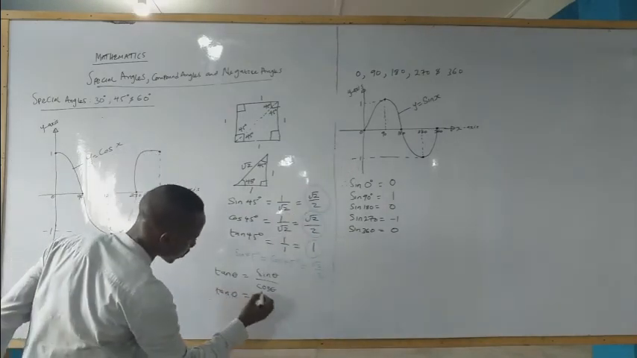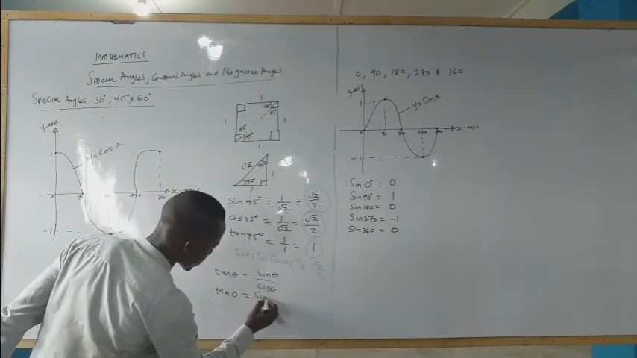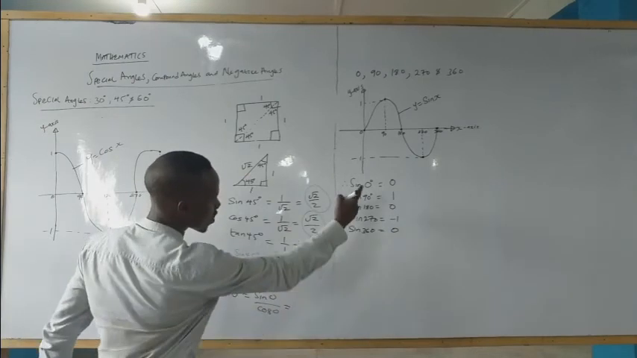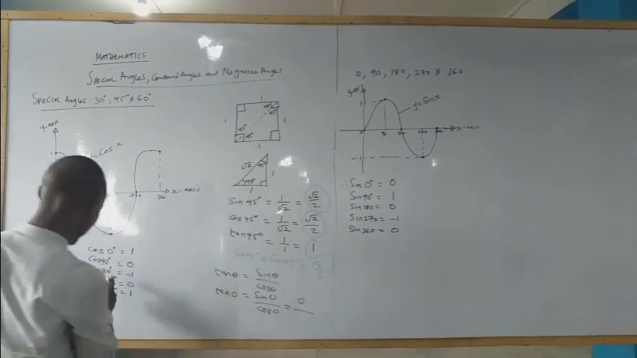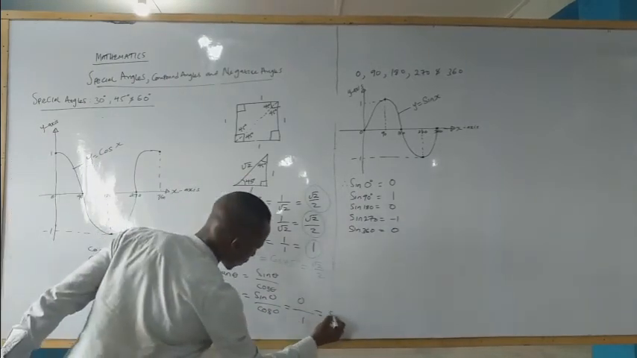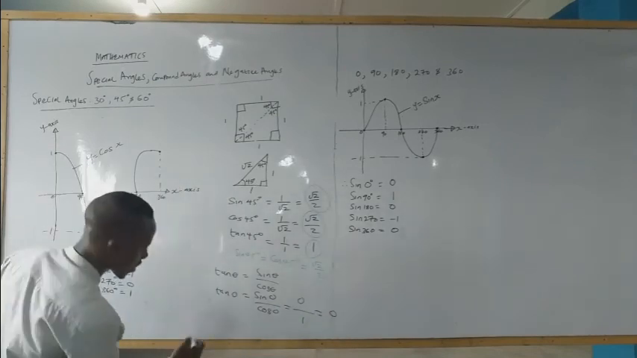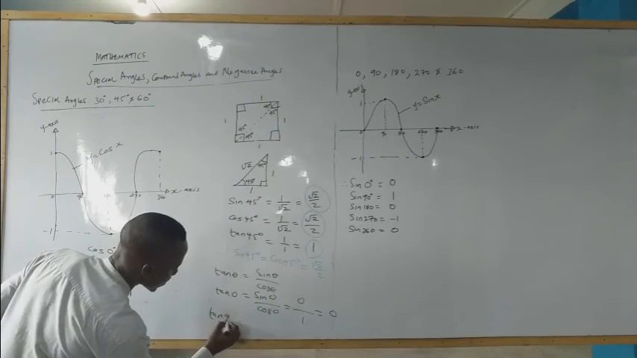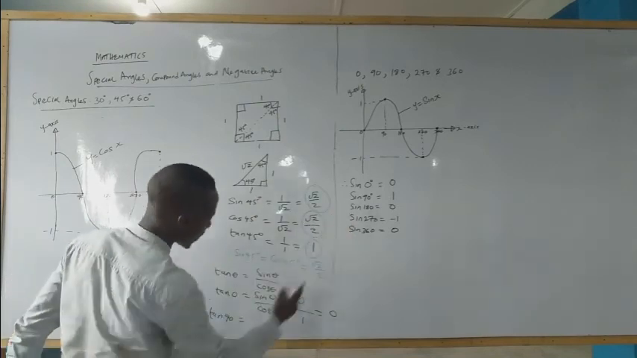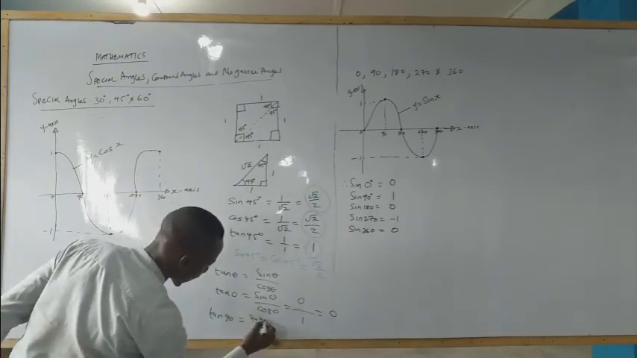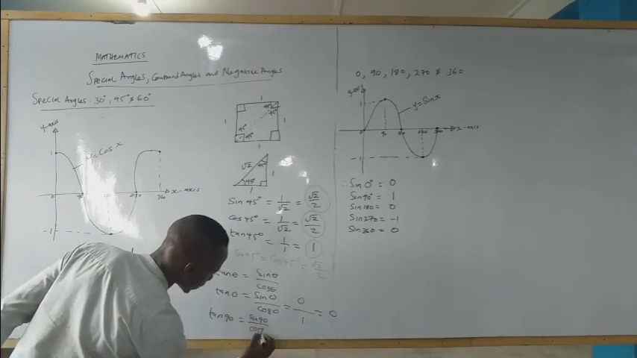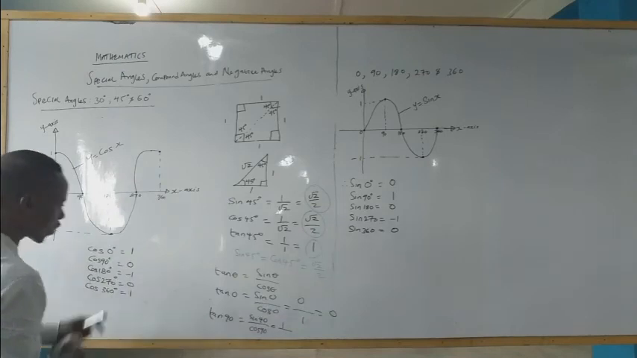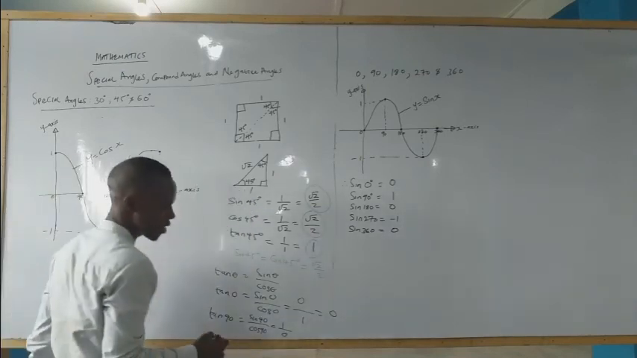Tan 0 then will be what? Tan 0 will be sine 0 over cos 0. Sine 0 is 0. Cos 0 is 1. So this one will be 0. The same way, tan 90 will be equal to sine 90 over cos 90. Sine 90 is 1, and cos 90 is 0.